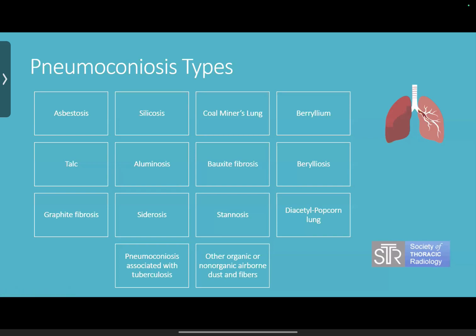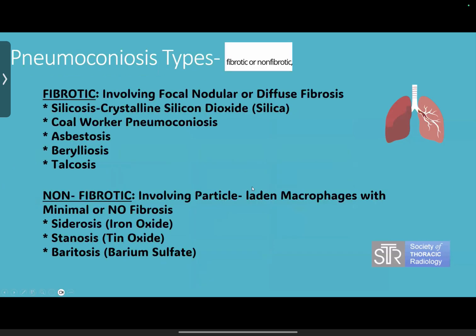So here are some of the common types of pneumoconiosis. As I mentioned, asbestosis, silicosis, coal miner's lung, beryllium, talc is also a big thing we see. Some of the other ones not as much, and of course pneumoconiosis associated with tuberculosis.